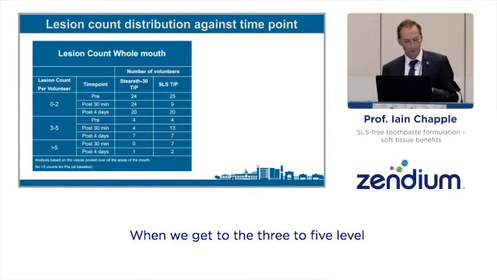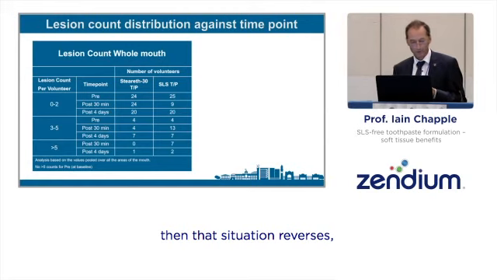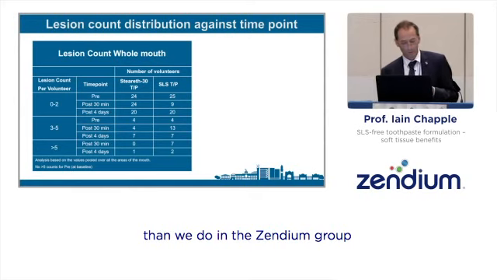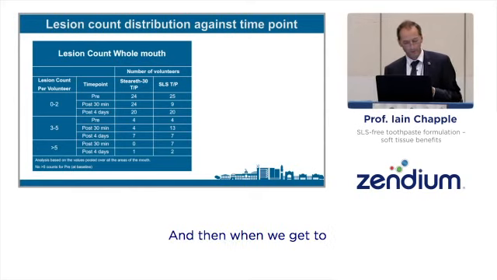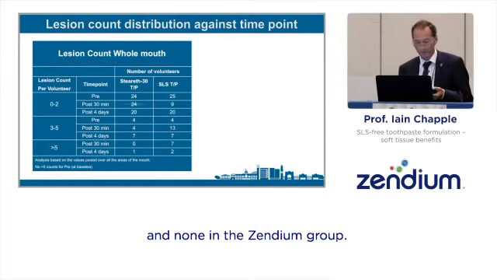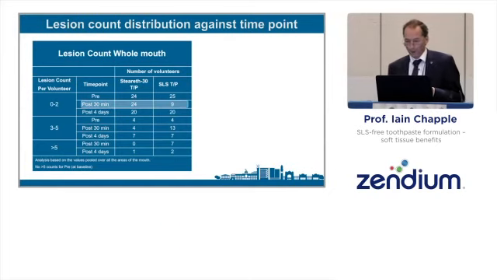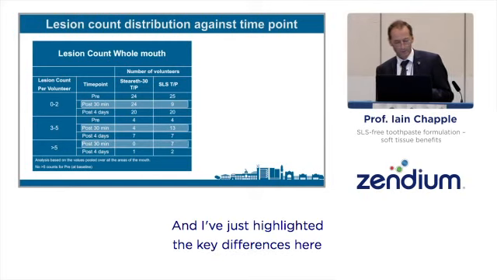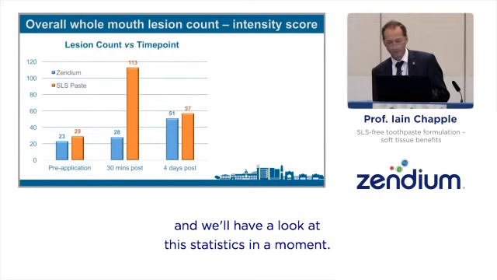When we get to the 3 to 5 level, then that situation reverses. We have significantly more in the SLS group than we do in the Zendium group. And then when we get to more than 5 lesions, then we have, again, at 30 minutes significantly more in the SLS group and none in the Zendium group. And I've just highlighted the key differences here, and we'll have a look at the statistics in a moment.